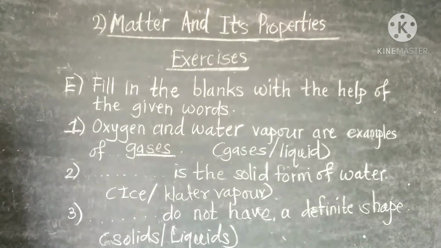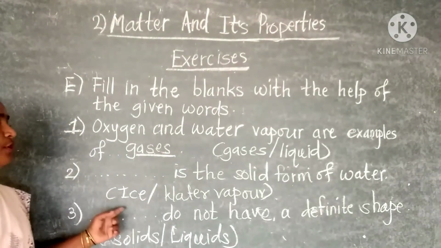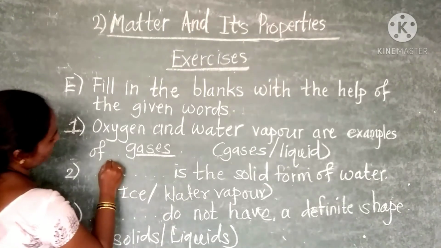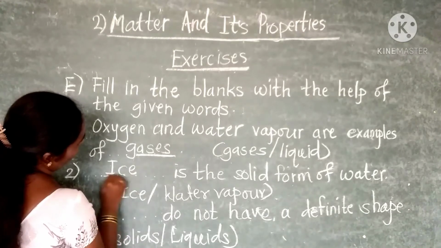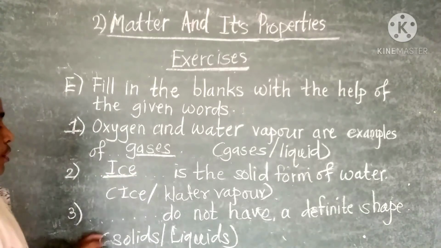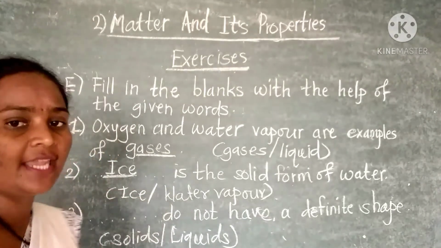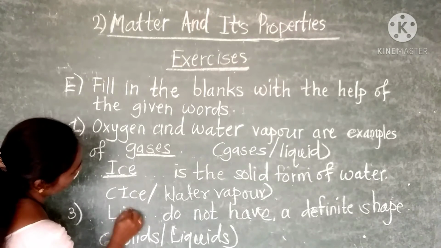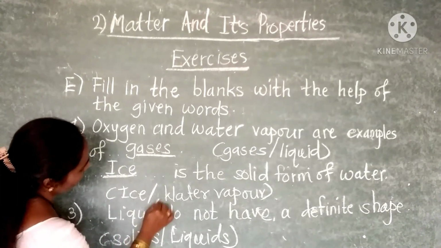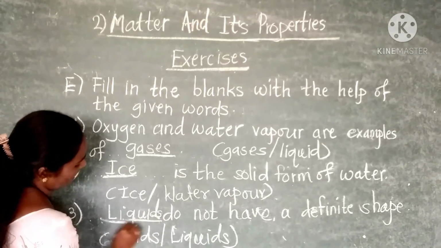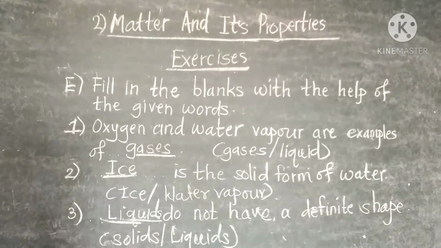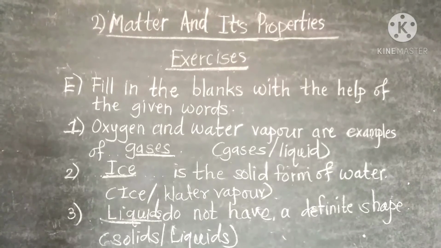and underline it. Next, second, dot is the solid form of water, ice or water vapor. Yes, ice is a solid form of water. Third, dot do not have a definite shape. Solids or liquids? Yes, liquids do not have definite shape. Liquids and gases do not have their definite shape. So write like this. We will turn towards the next question, that is F.